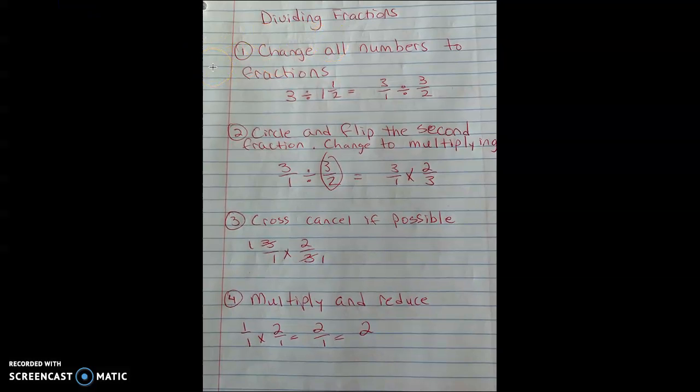Remember, step one is to change all numbers to fractions. So if I have a whole number, I put it over 1. If I have a mixed number, I take the whole number times the denominator, add the numerator. So 1 times 2 is 2, plus 1 is 3, so I get 3 over 2.